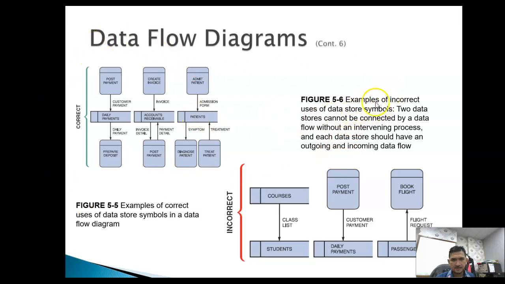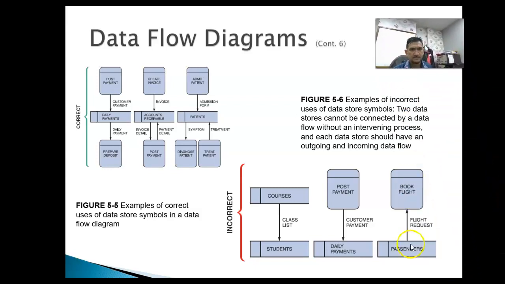This is the correct one, and this is the wrong one. Incorrect uses of data store: two data stores cannot be connected by a data flow without an intervening process. And each data store should have an outgoing and incoming data flow.